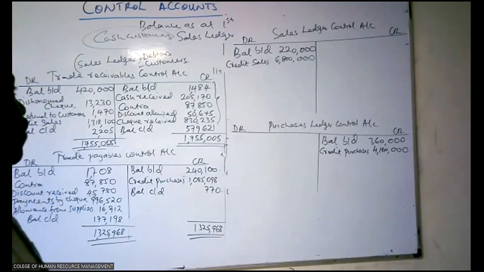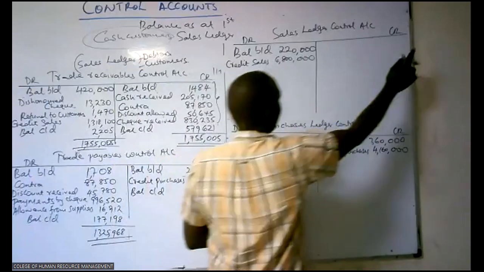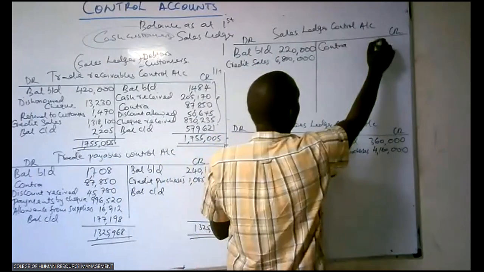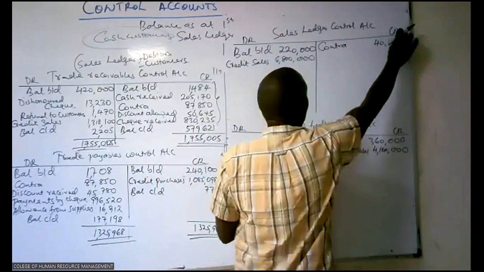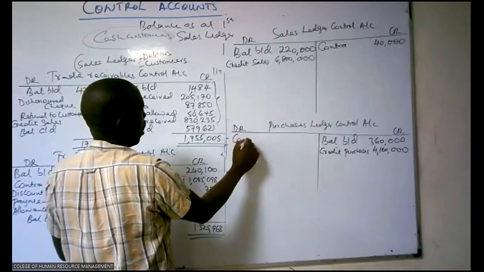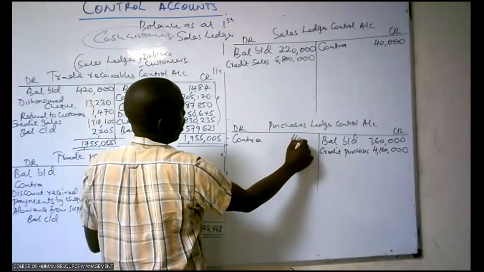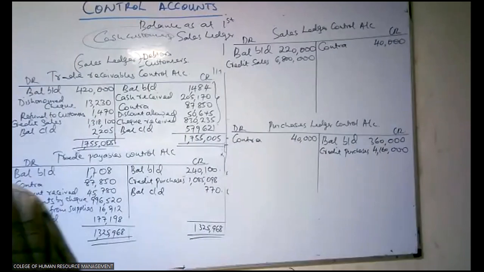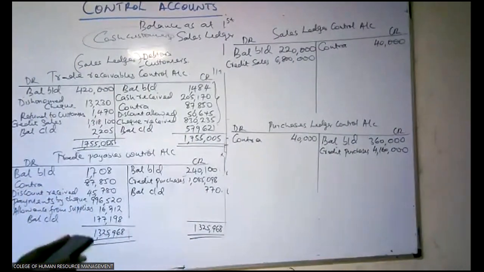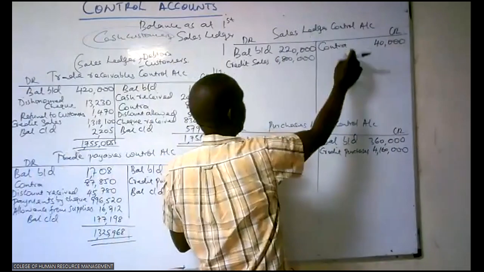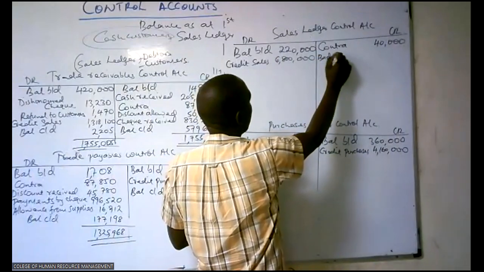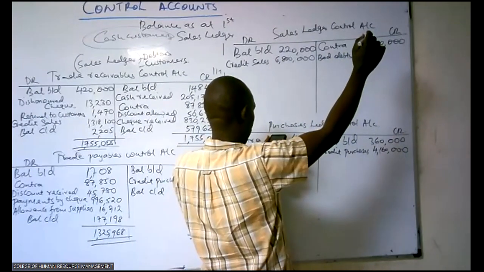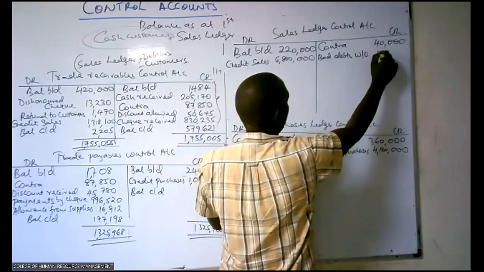Contra settlement, that one will affect. We said it is credited in the sales ledger, but their contra is 40,000. Credited there, debited here. The same amount, 40,000. Bad debts written off, that is correct. It reduces our debtors. It comes here. Bad debts written off, 12,000.